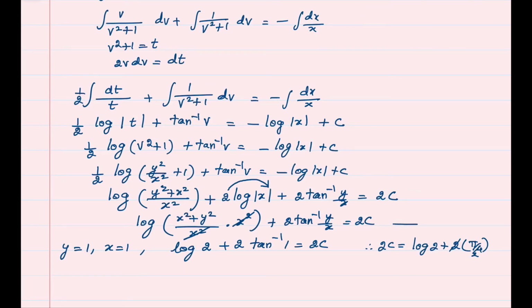We will substitute the value of 2c in equation number 1 to get the particular solution. Log of x square plus y square plus 2 tan inverse of y by x equal to 2c, which is log 2 plus pi by 2.